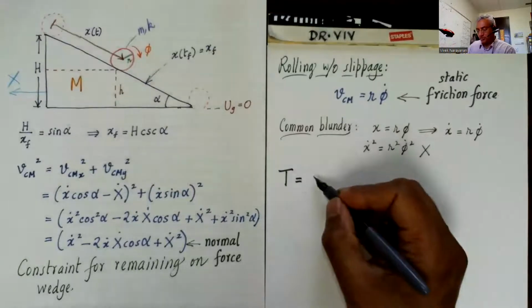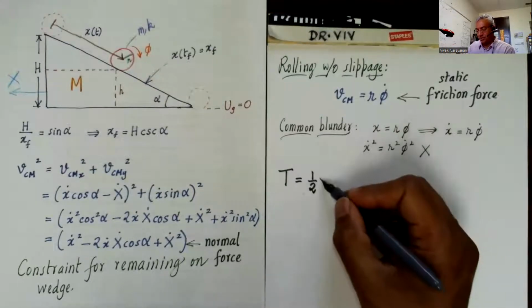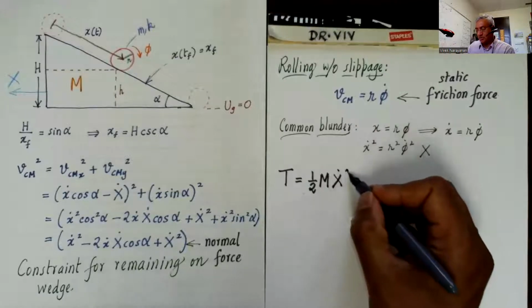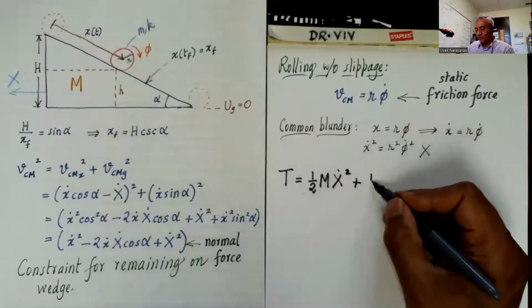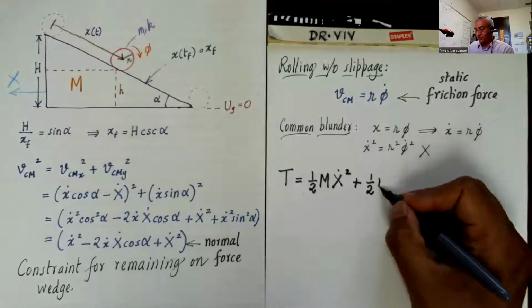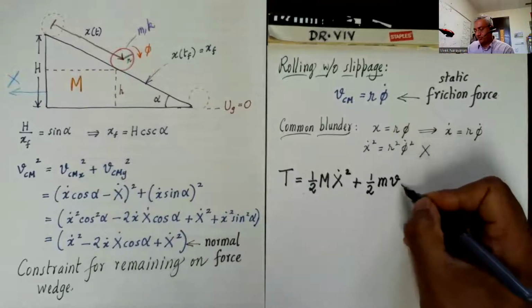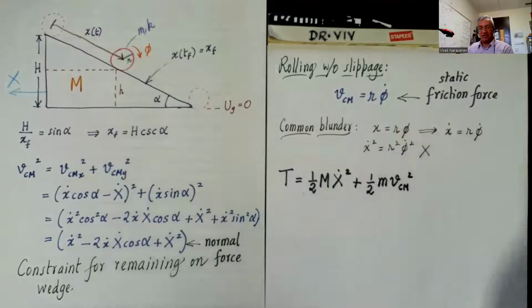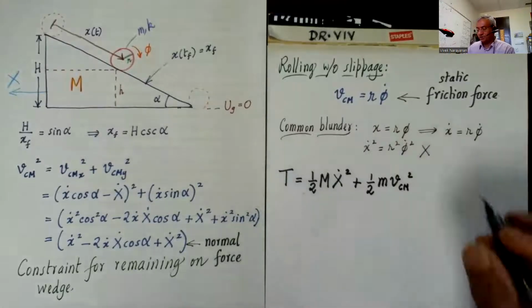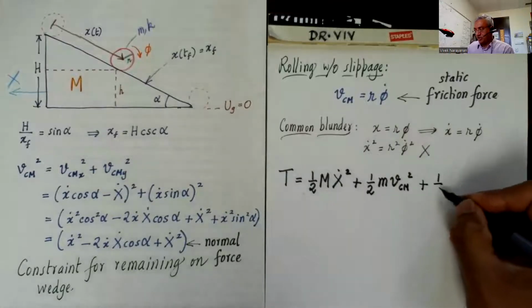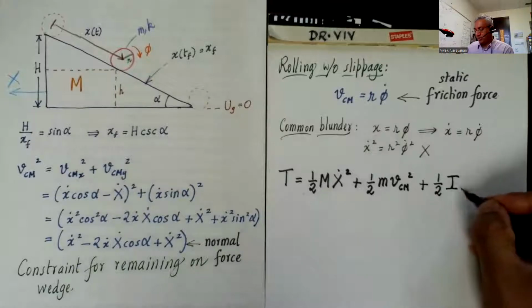So let's try the kinetic energy term. The kinetic energy term is going to be the kinetic energy of the wedge plus the translational kinetic energy of the ball. I'll call it a ball instead of a rolling object, plus the rotational kinetic energy of the ball.